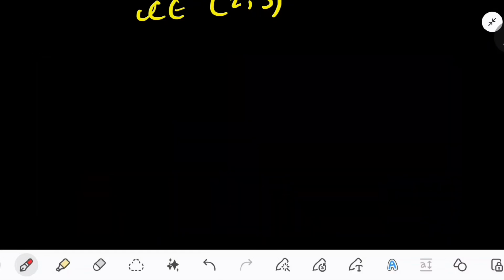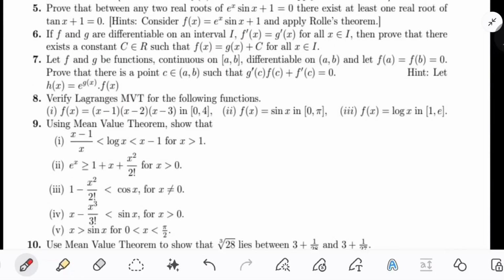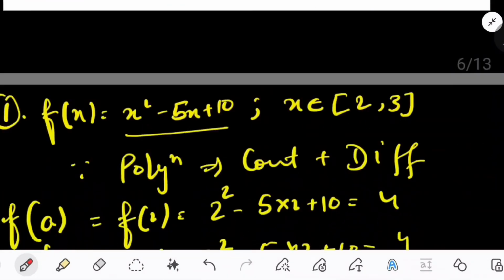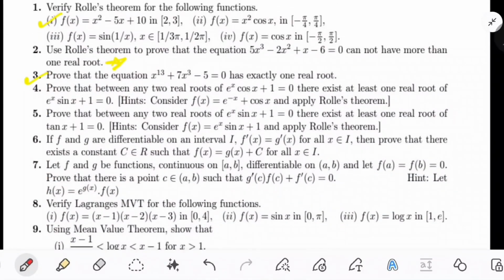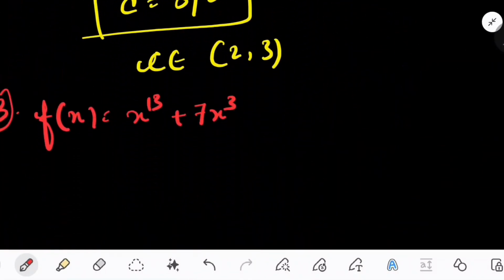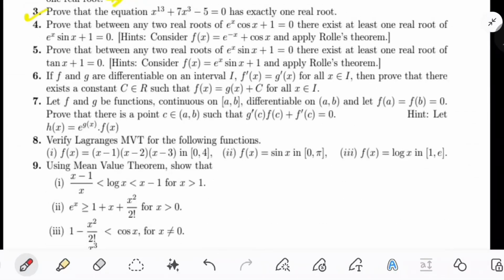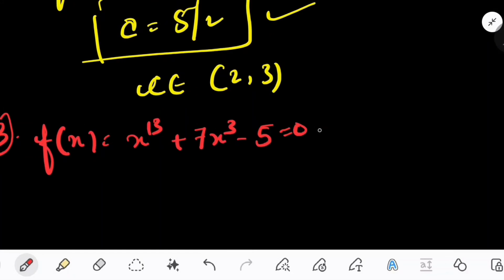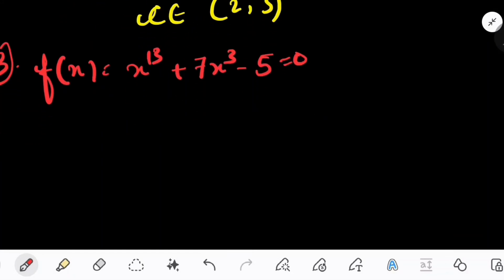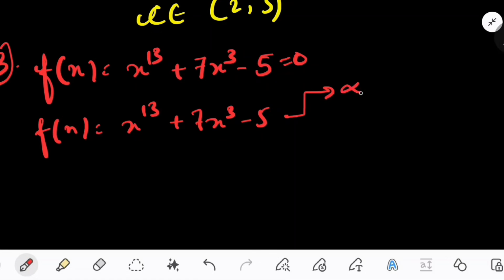So let's see. Third one, you're given f of x is equal to x to the power 13 plus 7x cube minus 5 is equal to 0, and we have to prove that it has only one real root. So for the time being, you can assume that f of x is equal to x to the power 13 plus 7x cube minus 5 has two real roots, alpha and beta, right?